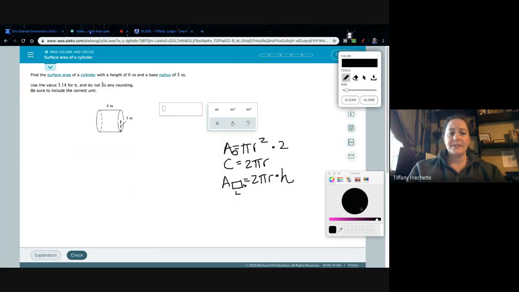So they do give us the height of the cylinder is 6 and the radius is 3. So they actually have the cylinder, instead of it standing up like this, they just tipped it over on its side. But we still call this the height of the cylinder, even though it was tipped over.